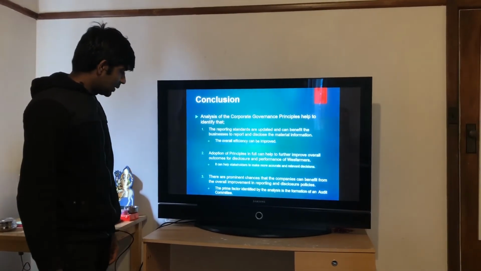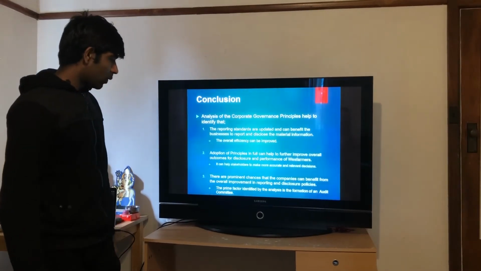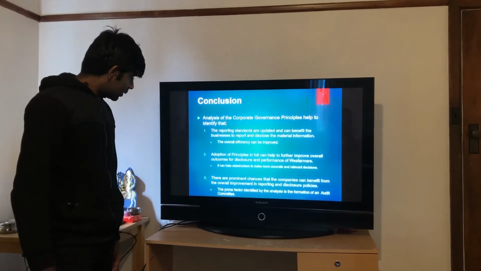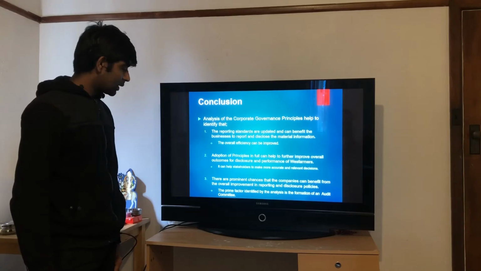Third one, there are prominent chances that the companies can benefit from the overall improvement in reporting and disclosure policies. The prime factor identified in the analysis is the formation of an audit committee.